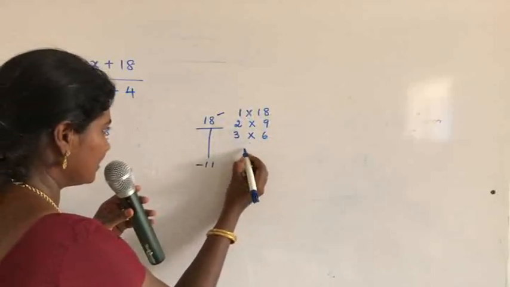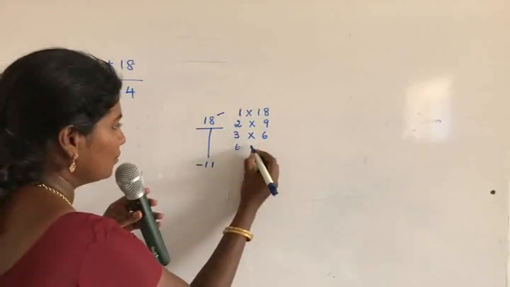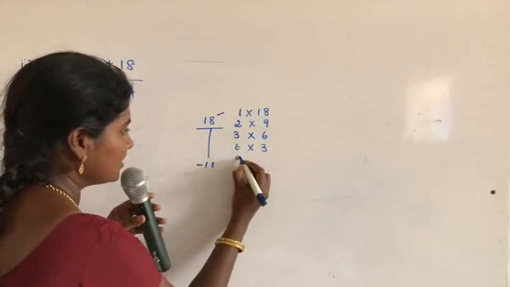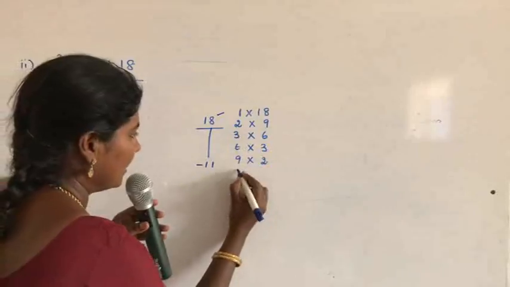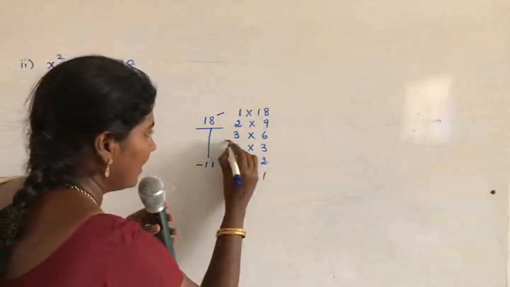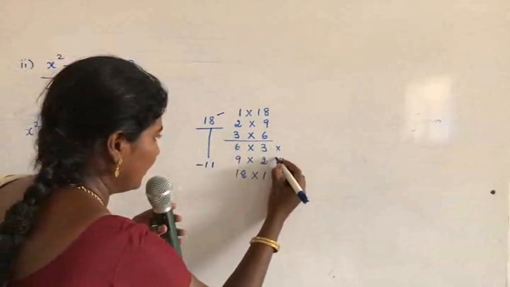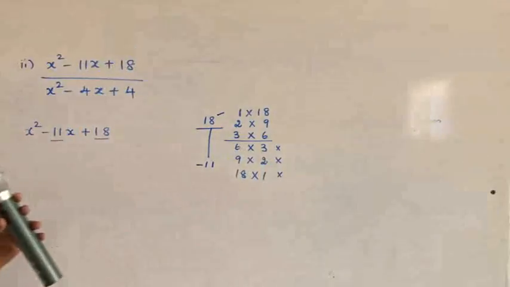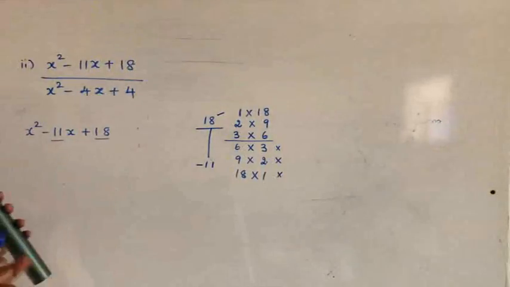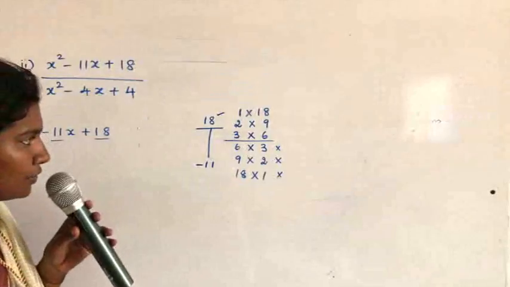Do not repeat 6 into 3, it becomes the same thing. So no need of repeating: 6 3s are, 9 2s are, 18 1s are. Already we have this, so no need to repeat these things. So now our work is to choose the correct values for it. So how are you going to choose it?